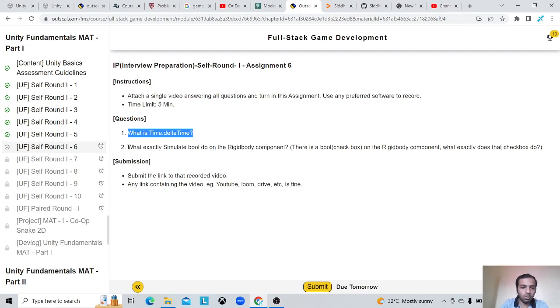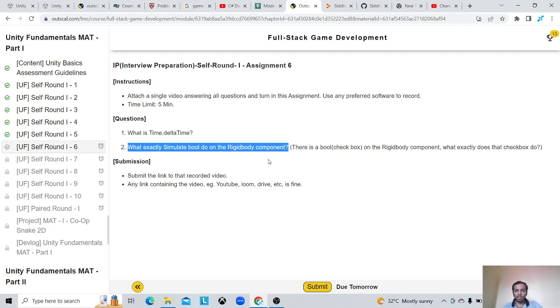Then the second question is, what exactly does the simulated bool do on a Rigidbody component? What this bool does is it enables or disables the simulation on a Rigidbody. So the calculations of simulation, for example, will that body be affected by force, or by gravity, or if some other object collides with it, will it be affected by it or not?